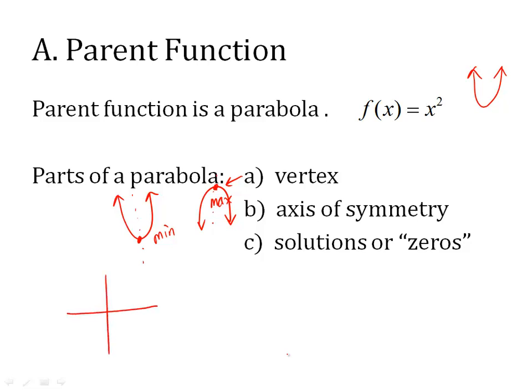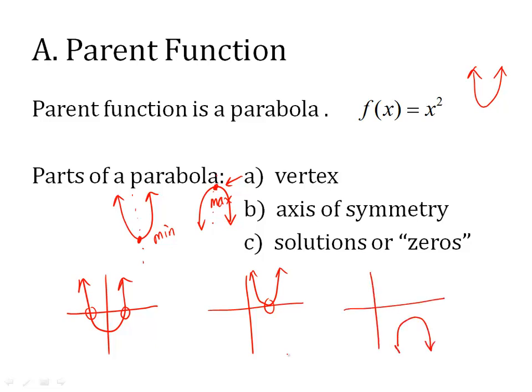There are three possibilities for solutions. Your parabola can have two solutions because it crosses the x-axis in two places. It could have only one solution because it only crosses in one place. Or if your parabola is all wonky and weird and never touches that x-axis, then it would have no solutions. No solutions, one solution, and two solutions.